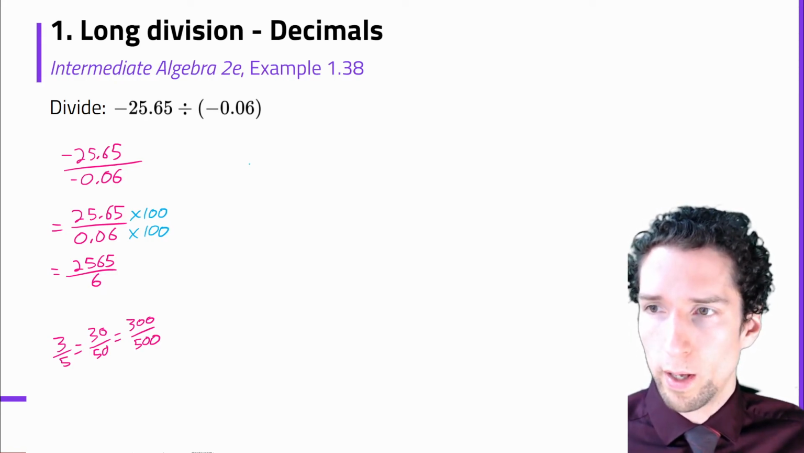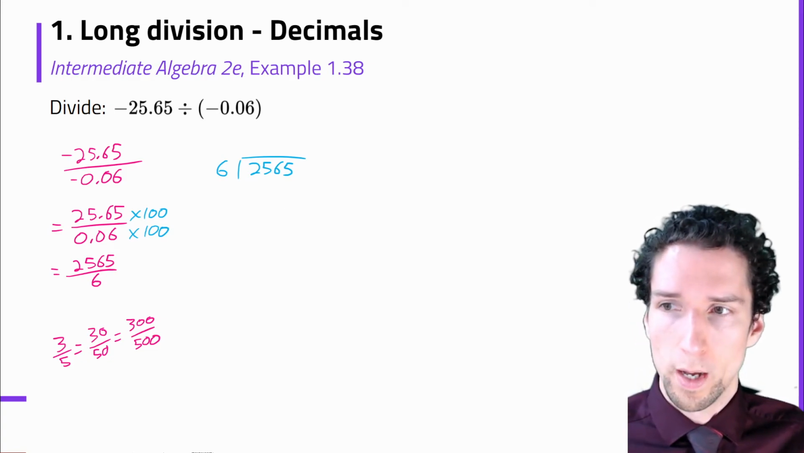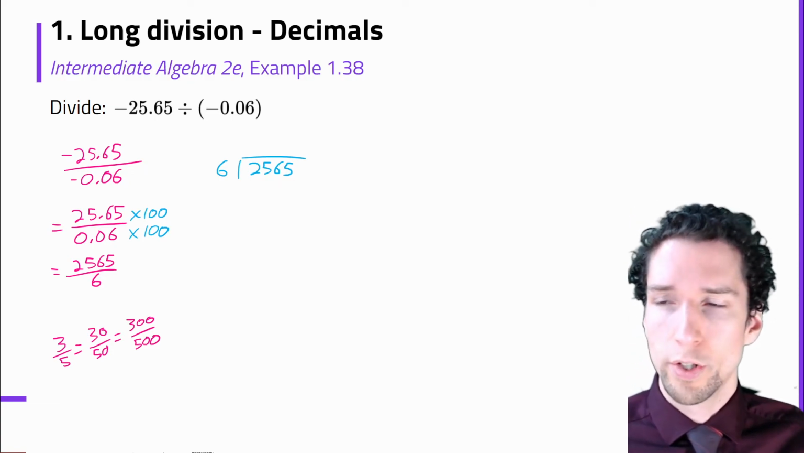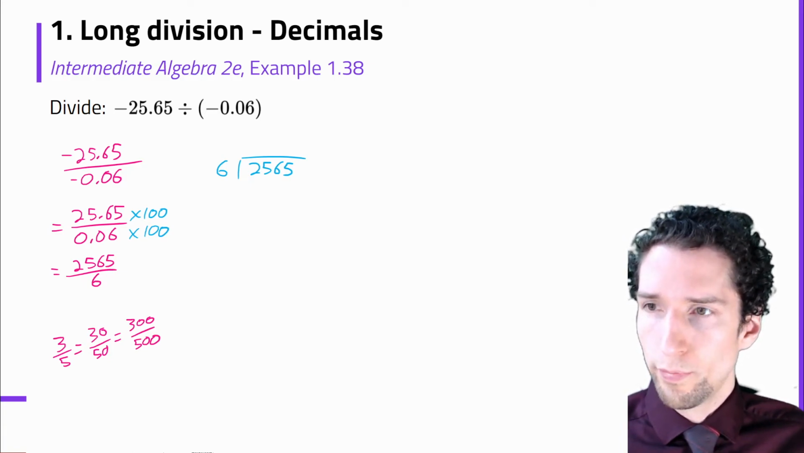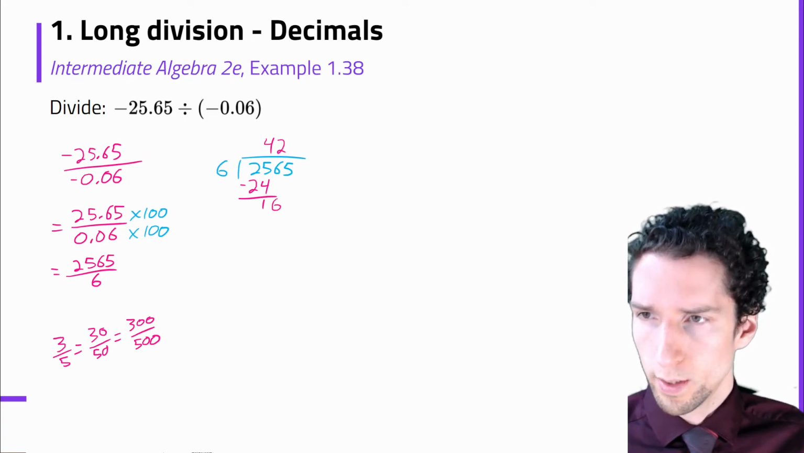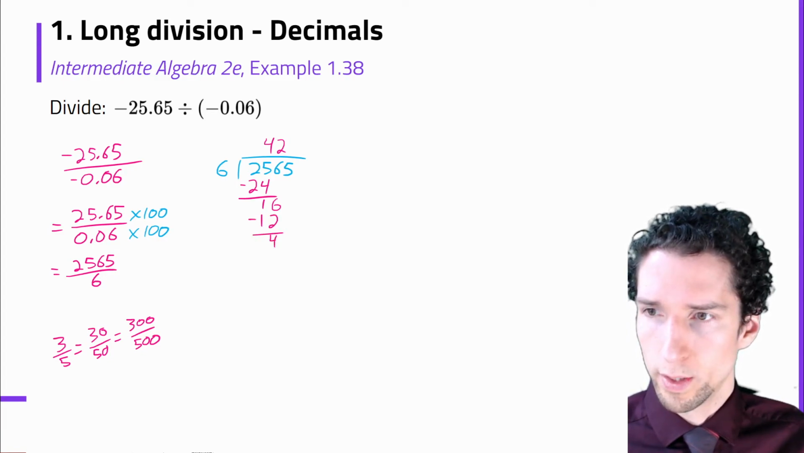So now we have 2,565 divided by 6, and that looks like it'll be easier to deal with. You could do it directly with the decimals, but you're reducing the chance of confusing yourself if you do it this way. So 6 into 25, that will go in 4 times for 24, and that's 1, and 16. 6 into 16, that's twice, for 12 with 4 left over into 5.